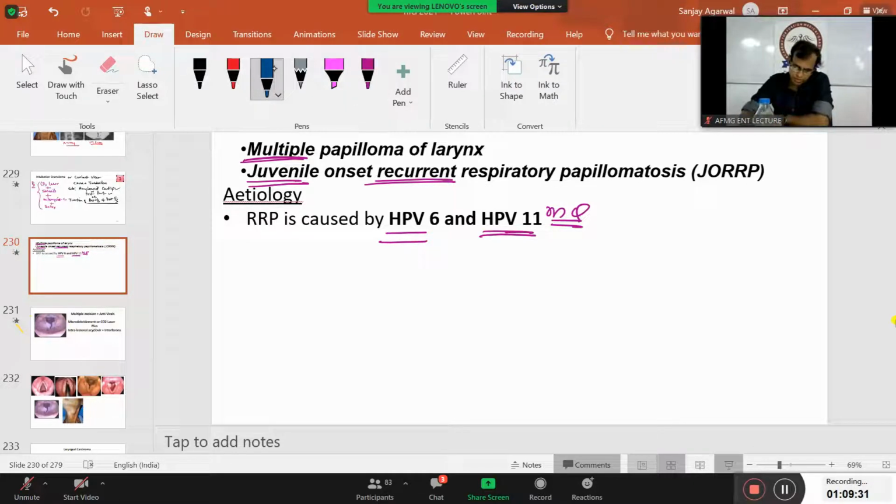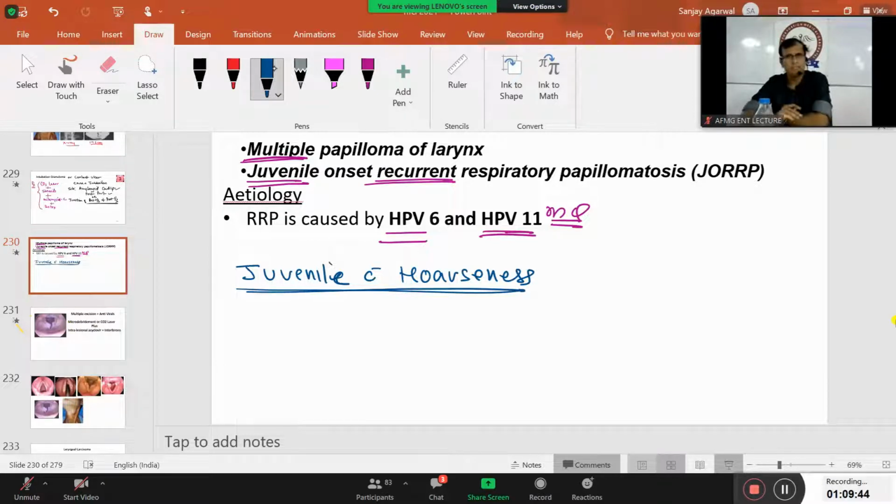So the presentation is a juvenile child with hoarseness. Again hoarseness. A juvenile child with hoarseness.